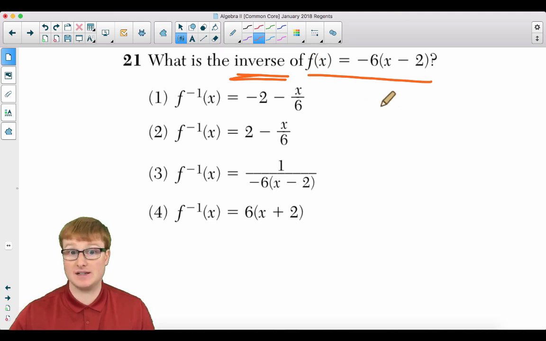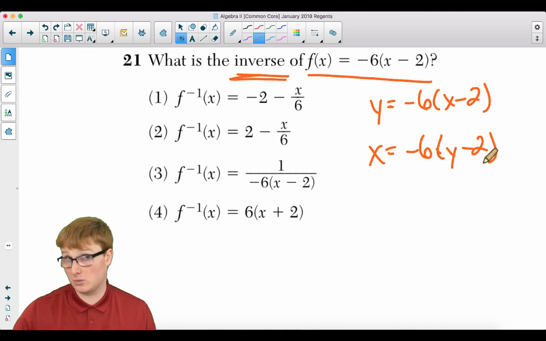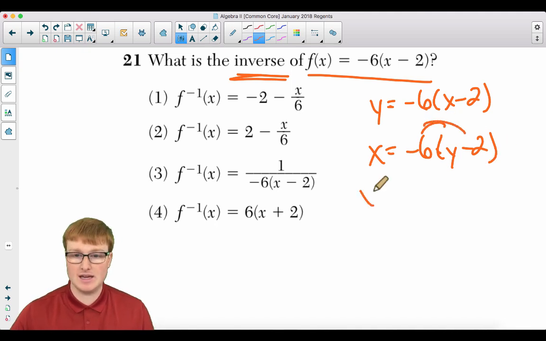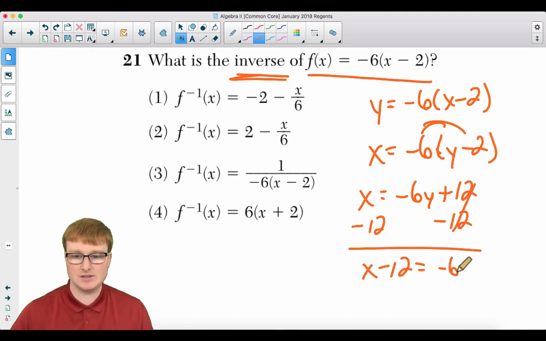I'm going to replace f of x with y. So we have y is equal to negative 6 times x minus 2. Switch the x and the y. So you have x is equal to negative 6 times y minus 2. Solve for y. Distribute that negative 6. We get x is equal to negative 6y plus 12. Continuing to solve for y, we subtract that 12 on both sides. We get x minus 12 is equal to negative 6y.